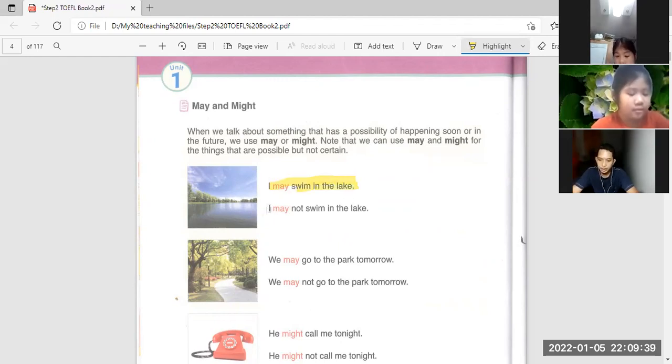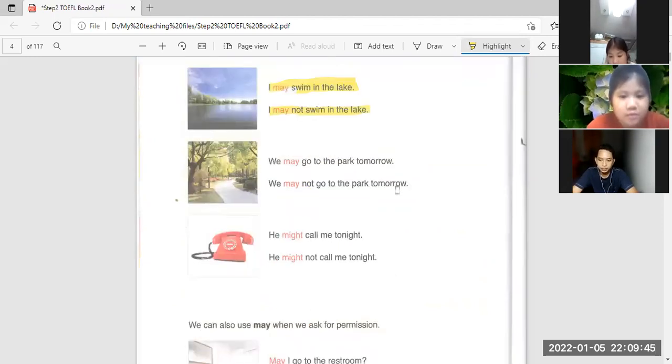Perfect, very good. Next, Gyeling. Can you read? I may not swim in the lake. I may not swim in the lake. All right, very good. And then, we may go to the park tomorrow.